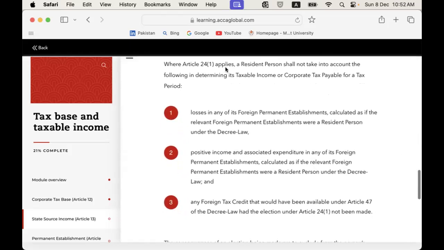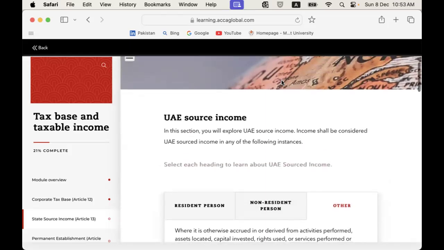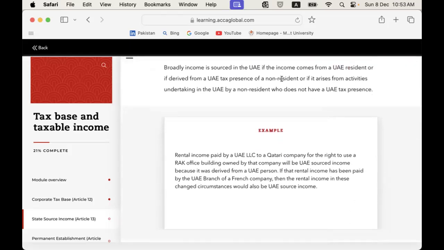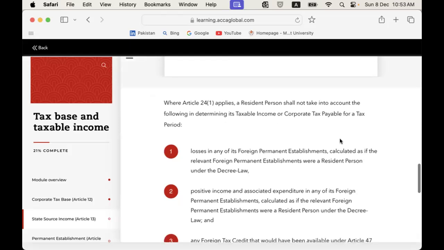Article 24(1) applies. A resident person shall not take into account where the Article 24(1) applies. So I think this is the Article 24 that we were looking at. It's not written, but anyways, where was it? Yeah, applies. The resident person shall not take into account the following in determining its taxable income or corporate tax payable for a tax period.